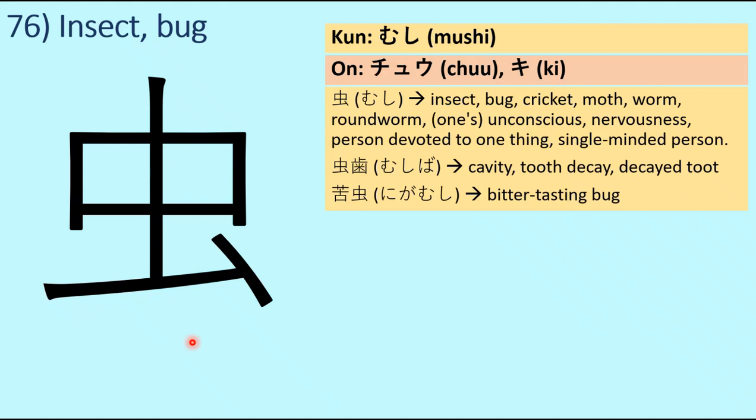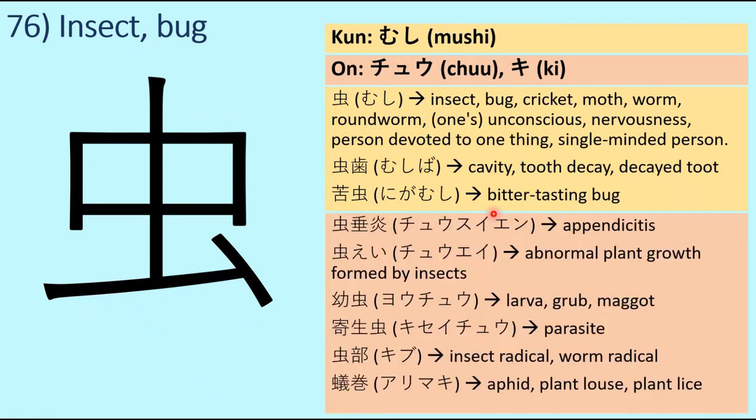These are the Kun'yomi usages. Mushi stands for insect, bug, cricket, moth, worm, roundworm, even one's unconscious nervousness, person devoted to one thing, or single-minded person. So any of these meanings may be represented using this kanji character according to the context and applicability. Then we have mushiba. Mushiba means cavity or tooth decay or a decayed tooth. Then we have nigamushi. Nigamushi is bitter tasting bug.